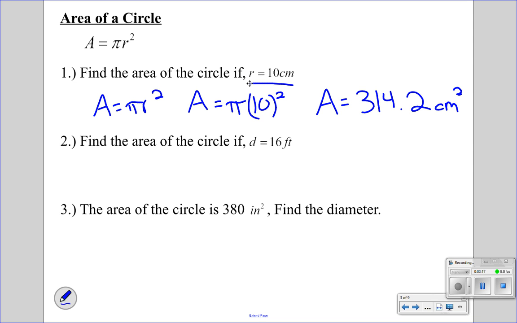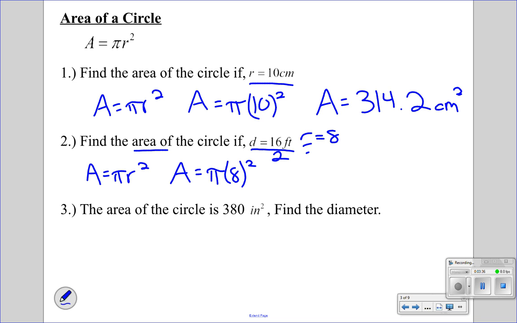Now this one asks for the area of the circle if our diameter is 16 feet. Remember, to go from our diameter to our radius, we have to divide by 2. So we know our radius equals 8. Then we're going to plug into our formula. Area equals pi r squared. Area equals pi times 8 squared. 8 squared is 64. 64 times pi is 201.1 square feet.